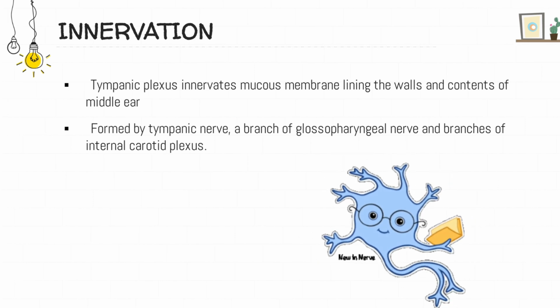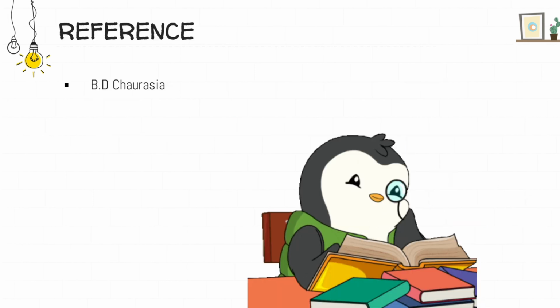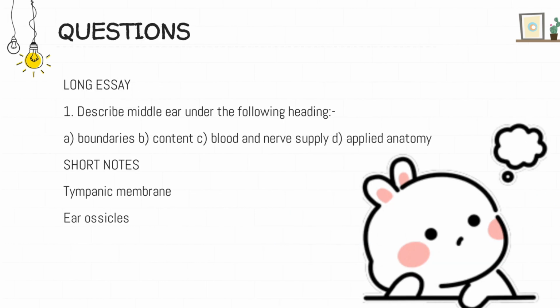So that's all. The reference was B.D. Chaurasia. The questions which can be expected are a long essay: describe the middle ear under the following headings: boundaries, contents, blood and nerve supply, and applied anatomy. Any of these can come in combination. As short essays or short notes: tympanic membrane, ear ossicles. It's an important topic in anatomy.